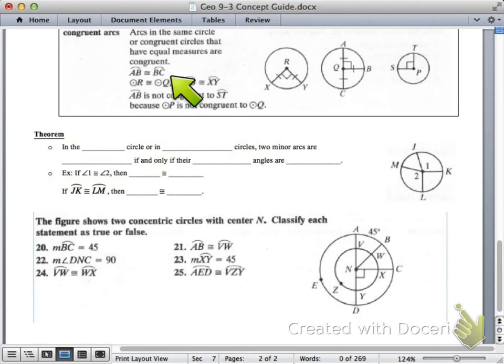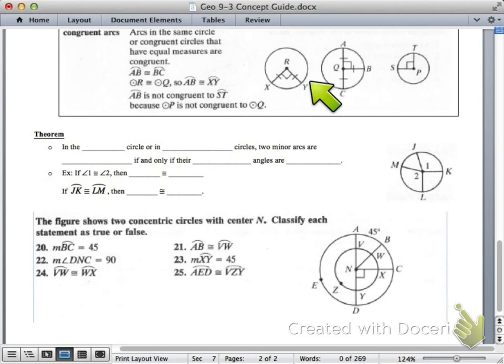This rule here, or the definition of congruent arcs: arcs in the same circle or congruent circles that have equal measures are congruent. Congruent meaning that they have the same measure, the same size, the same shape. So how do we know that arc AB is equal to BC? We know that because the central angles are congruent, okay?